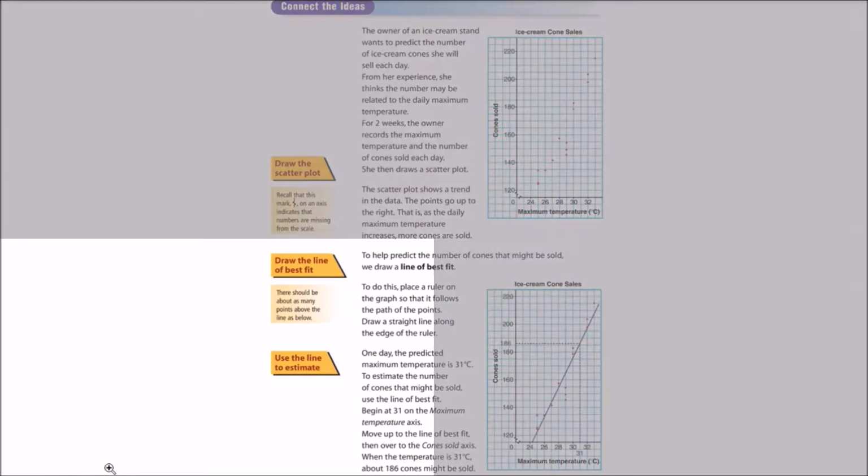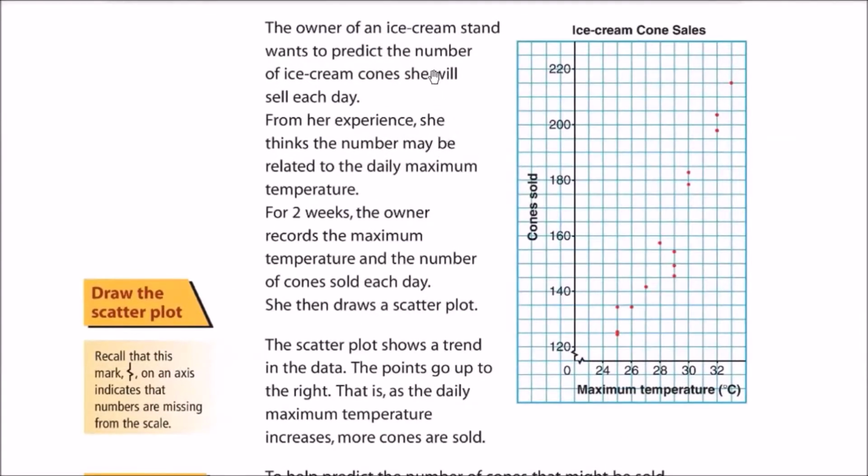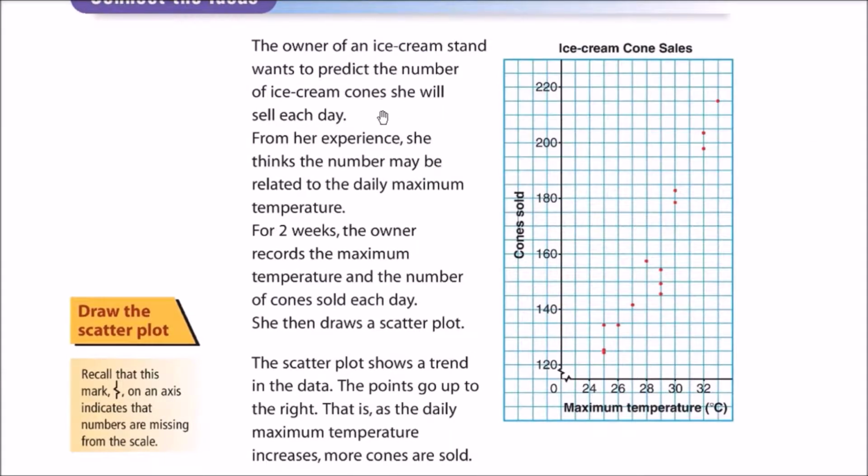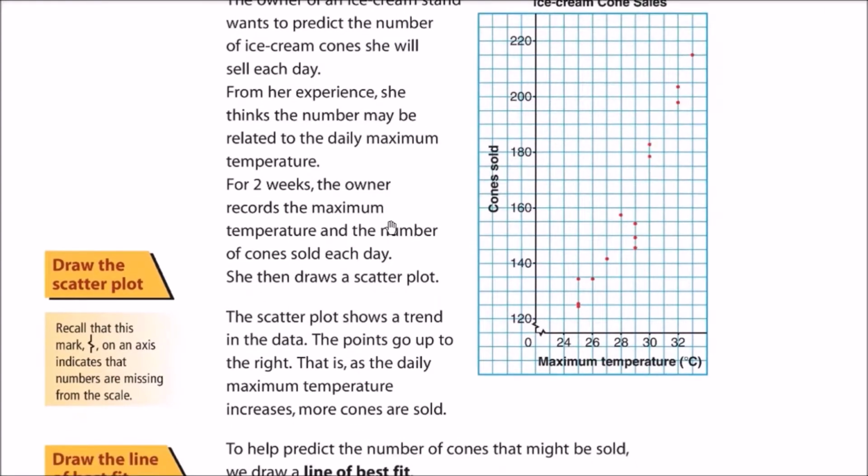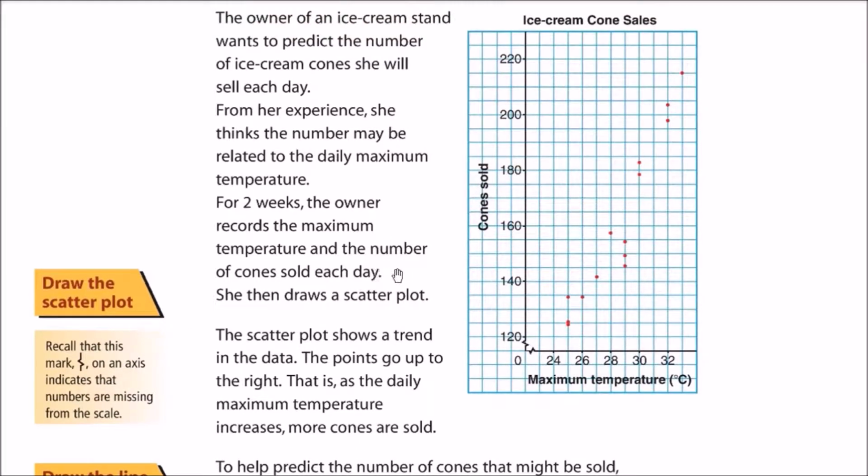So we have an owner of an ice cream stand who wants to predict the number of ice cream cones she will sell each day. With her experience, she thinks that the number may be related to the daily maximum temperature. So for 2 weeks, the owner records the maximum temperature and the number of cones she sold each day. She then draws a scatter plot.